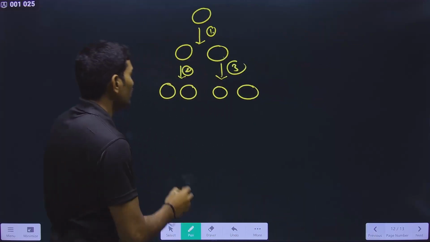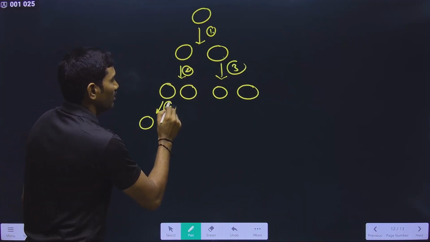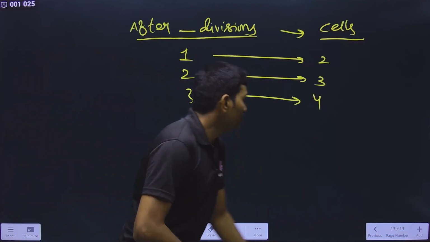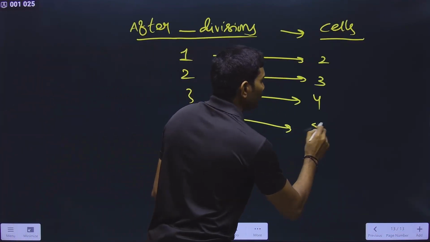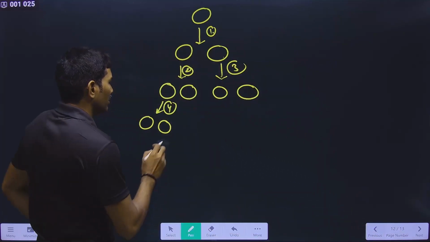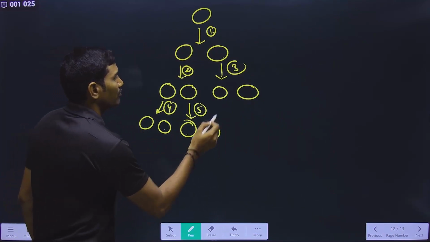Next one. Now again this cell will divide and form 2. After 4 divisions, how many cells? 1, 2, 3, 4, 5. You need to understand the relation. After 4 divisions, 5 cells are there. Don't worry, though it takes time, it is a very important concept. After 5 divisions, how many cells? 1, 2, 3, 4, 5, 6.